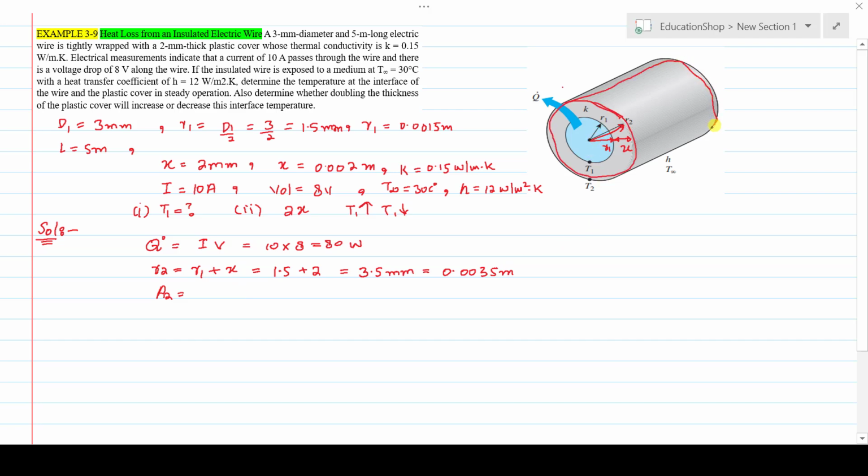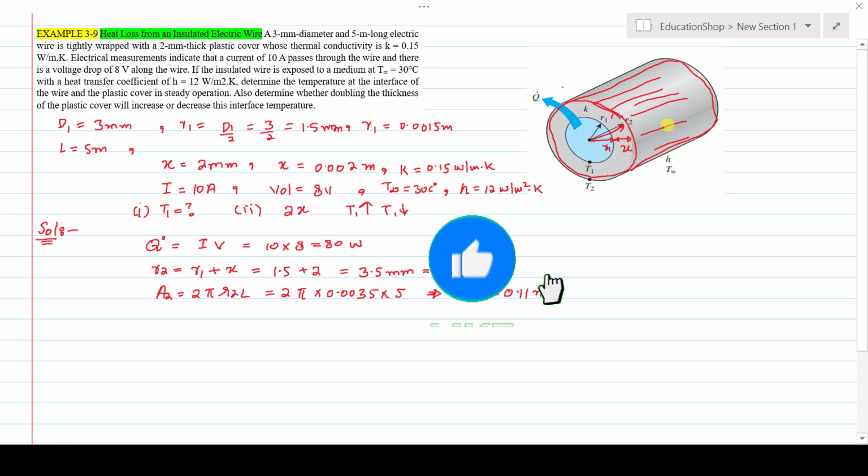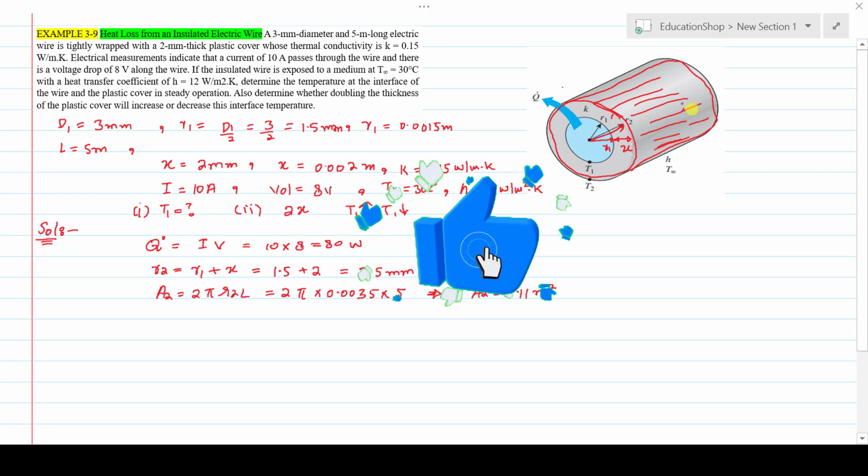This represents the whole surface area of this insulated wire, and it is equal to A2 = 2 pi R2 L. 2 pi is constant, the R2 value is 0.0035, and L is the length of the wire, that is 5 meter. Simply multiply and you will get the A2 value, and it is 0.11 meter square. This is the whole surface area of this insulated pipe I have shown on this cross-section line.